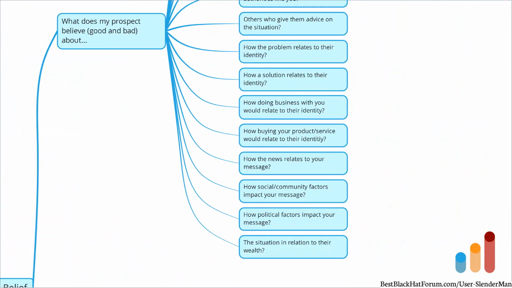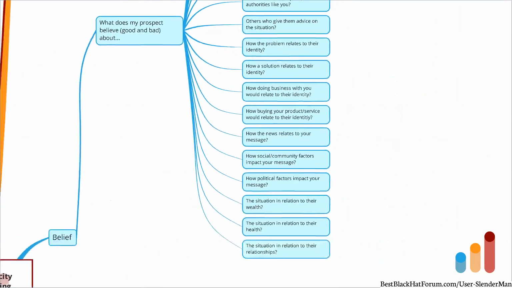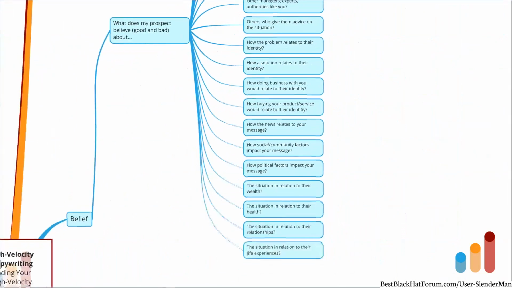What do they believe about the situation in relation to their current level of wealth, how it's going to impact their wealth going forward? What do they believe about the situation and how it relates to their wealth? What do they believe about the situation and how it relates to their health? Are they able to take advantage of your opportunity because they're healthy, or do they feel like their health is going to be a limitation? What do they believe about the situation in relation to their relationships with others? And what do they believe about the situation in relation to their life experiences?